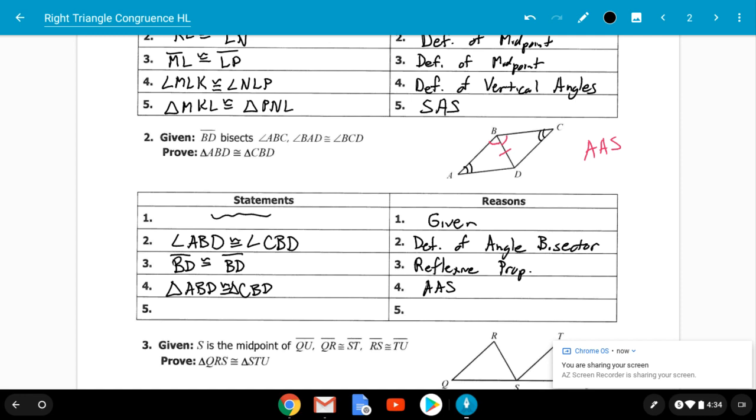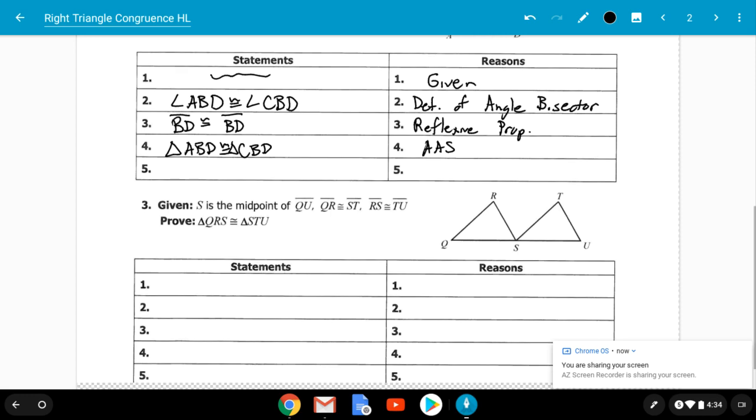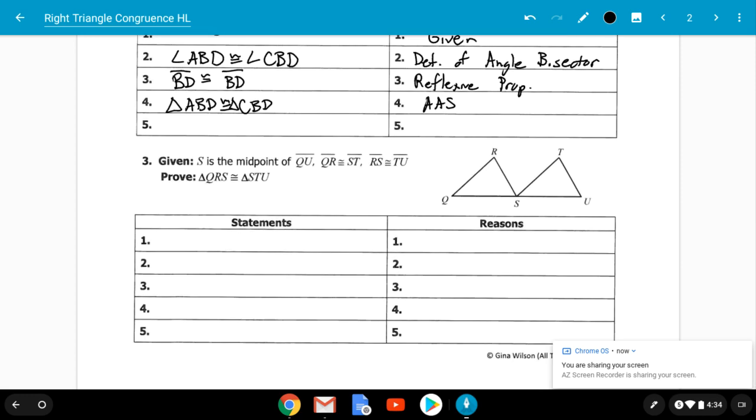Alright, pause the video and try number 3 on your own. Okay, and then unpause the video to see if you were good in what you did. Alright, welcome back here. So, again, hopefully you looked at the given. You marked down anything that the given told you, whether it was a definition or a vocabulary you had to define yourself to mark it, or they told you different things.